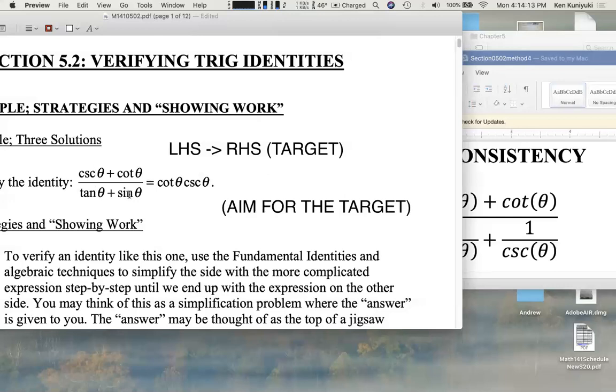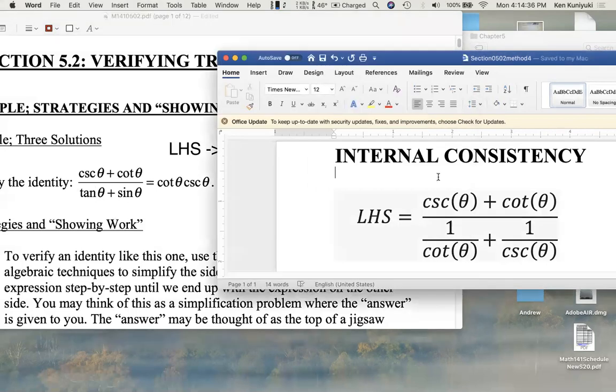Cosecant of theta is 1 over sine of theta, for example. But remember that we want to aim for the target. We want to aim for cotangent of theta times cosecant of theta. Instead of making the top pieces look like the bottom pieces, it may be more strategic to make the bottom pieces look like the top pieces. Again, we can use reciprocal identities. But this time, we're going to use the fact that sine of theta is the reciprocal of cosecant of theta, over here.